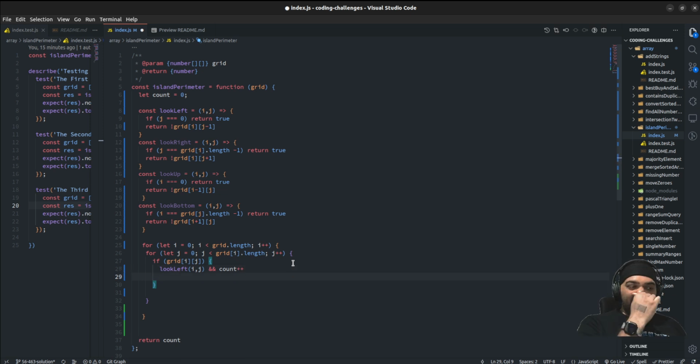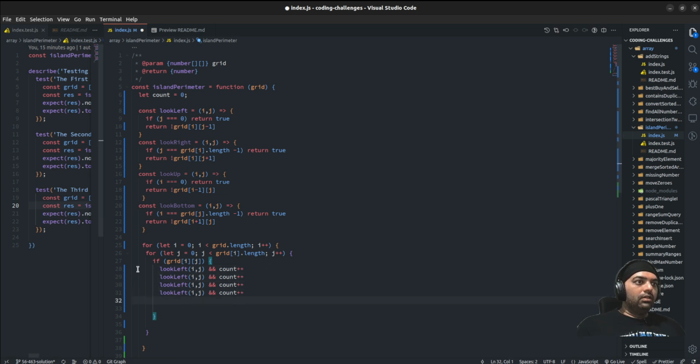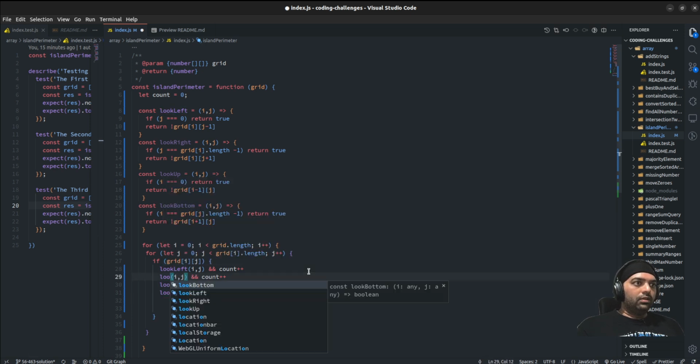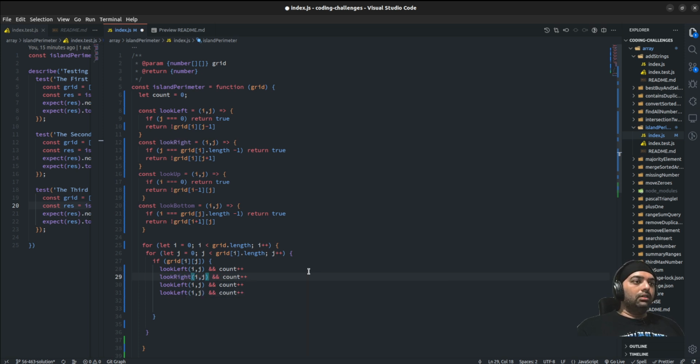Now we would be doing the same thing with our left, right, and up. So here lookRight, and lookUp, and we have lookBottom. So yeah, pretty much it, and let us go for the testing.